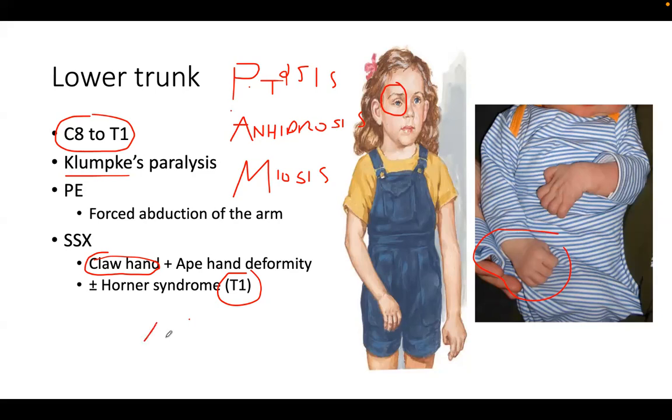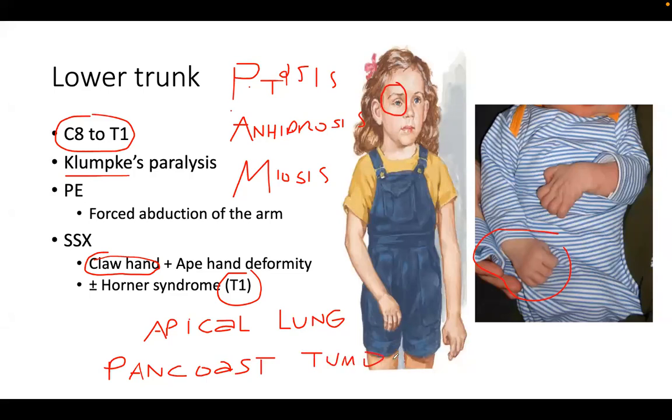This is also associated with apical lung tumors, tumors which are found in the apex of the lung. Would anyone happen to know what we call this apical lung tumor? Okay, perfect. This is called a Pancoast tumor. Again, this is called a Pancoast tumor. Very good.